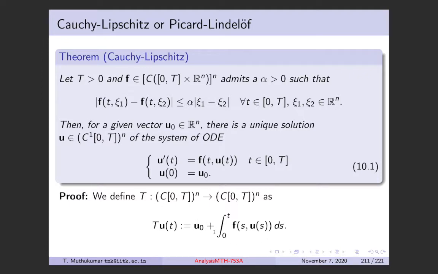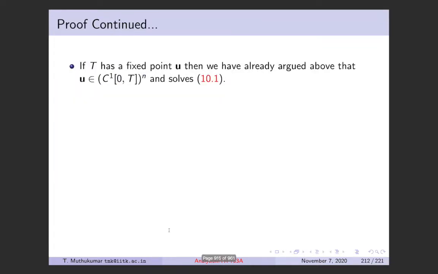This is what we have seen in the previous lecture: solving this problem is equivalent to finding the fixed point of this problem, right? Because if you have a fixed point, then you have u such that Tu equals u, which is precisely what solves this. So you define a T like this. We need to show this T has a fixed point. Our aim is to use the contraction mapping theorem, or the Banach fixed point theorem.